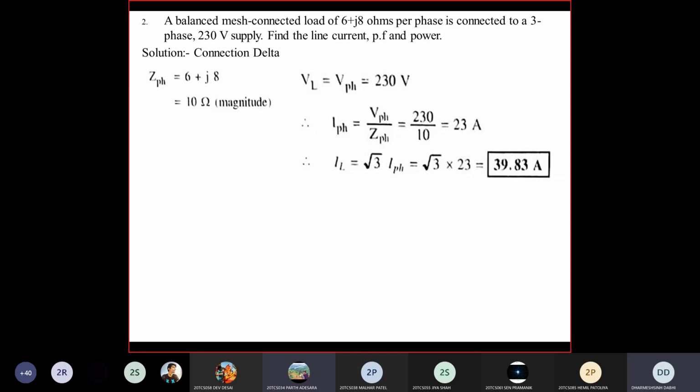Sir, in this, since it is delta connected, 230 volt is the phase voltage, no? Yes, it is a delta connected system, so phase voltage is equal to line voltage. We just saw it in the theory.